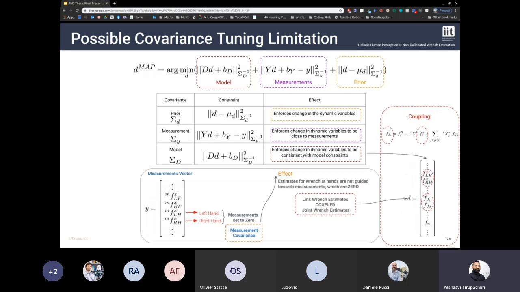Furthermore, the estimation of link external wrench and the joint wrench are coupled through the model constraints. This coupling of joint quantities that are intrinsic to the model and link quantities which are independent of the model renders no possibility to influence a change in the hands without affecting the other dynamic variable estimates. So we need to decouple the estimation of external wrench on links and the estimation of internal dynamic variables.